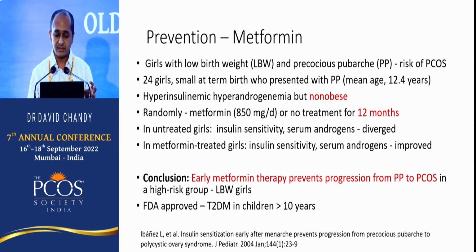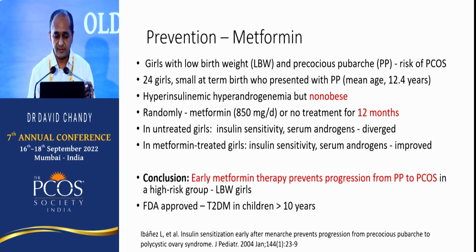So this is one of the older studies, but this is the only study we could find on the role of metformin to prevent PCOS in children. They looked into a small patient group of 24 girls. This was done in Spain, who had high risk for PCOS. That is, they had low birth weight and they had precocious puberty. They were all hyperinsulinemic and hyperandrogenic, but they were non-obese.